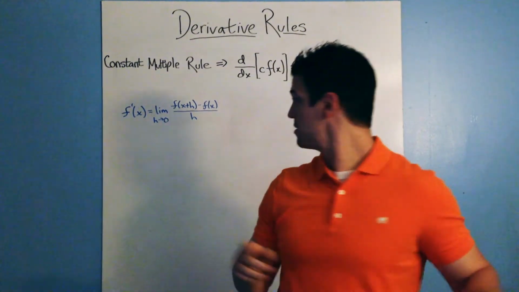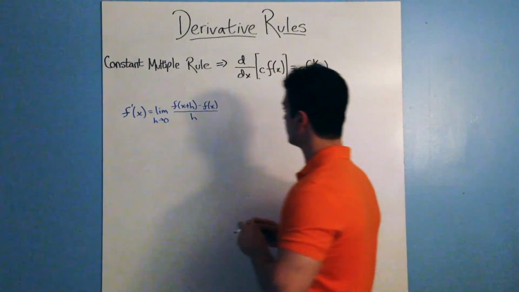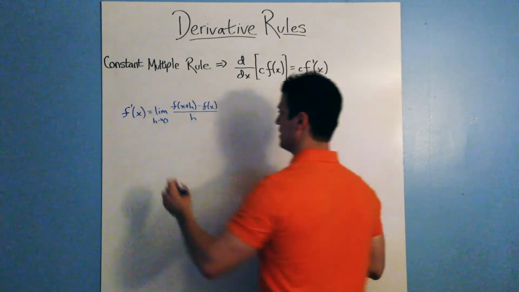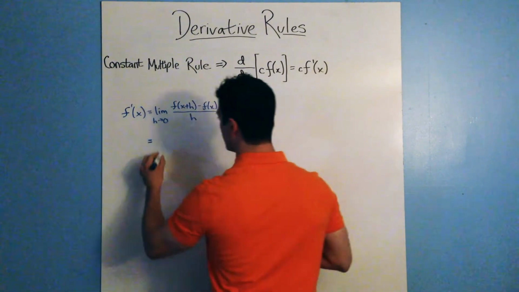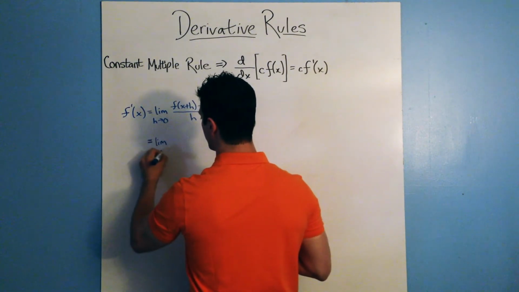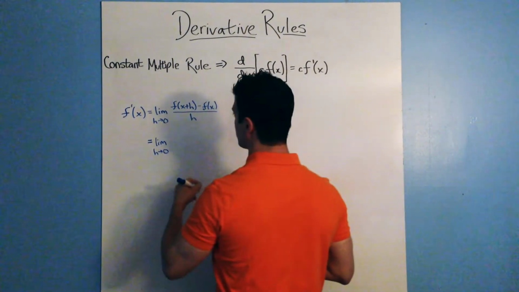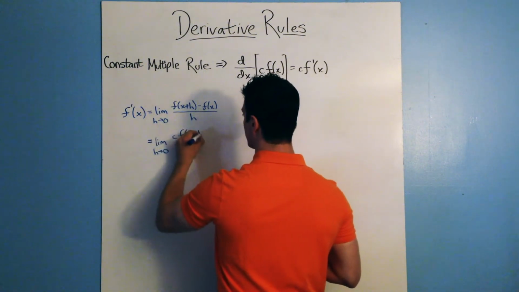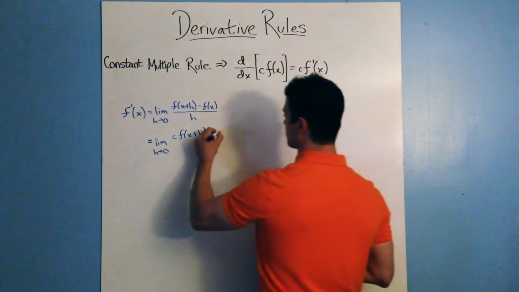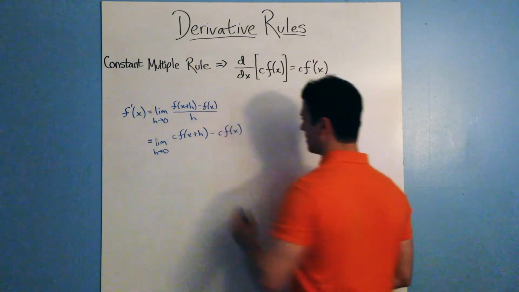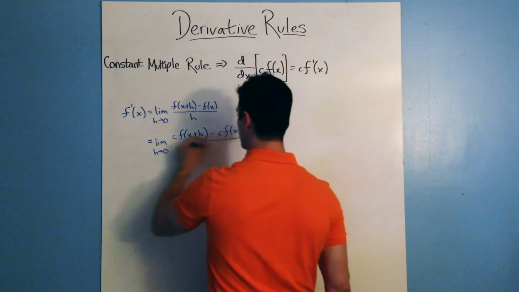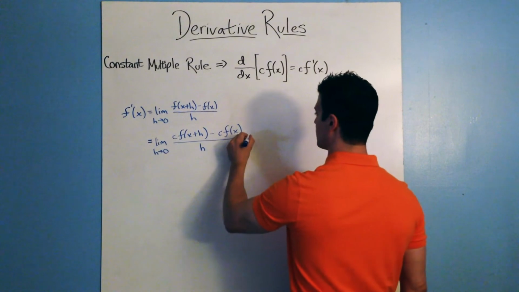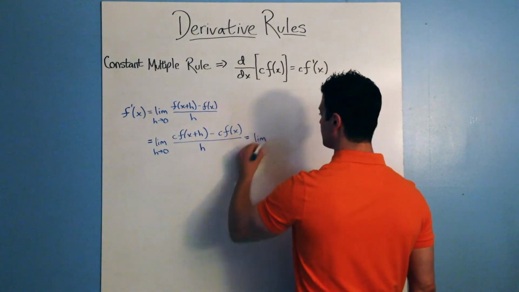So I'm going to prove this using our definition of a derivative. Okay, so we have the limit of f of x plus h, so all I'm going to do here is substitute our values in. So I have c times f of x plus h, minus our f of x, which is just going to be c times f of x, all over h.